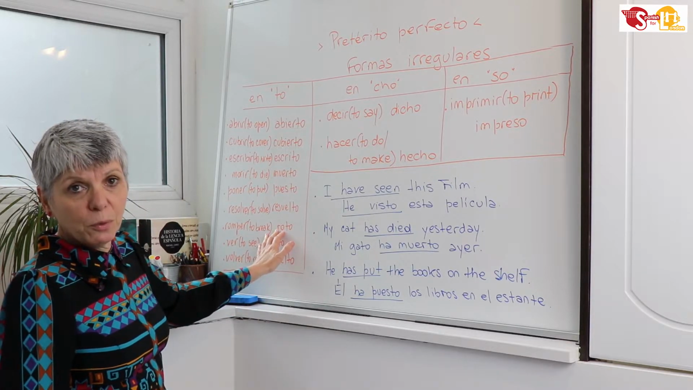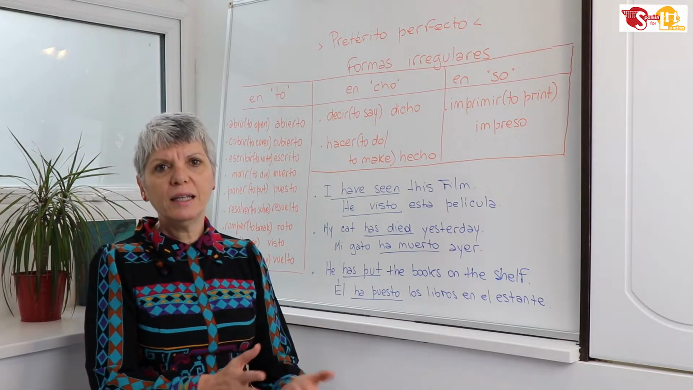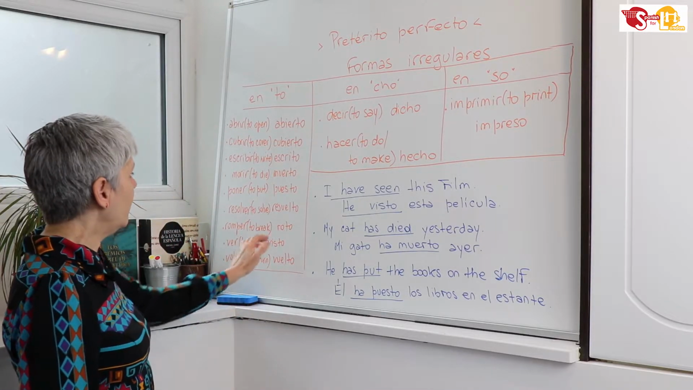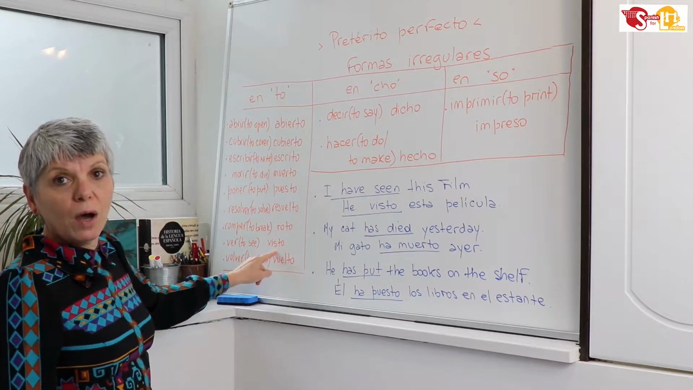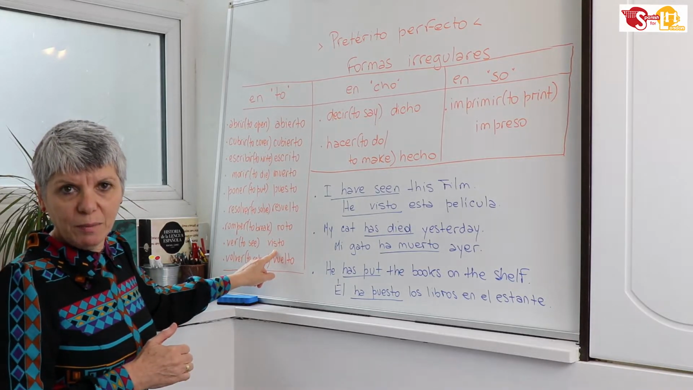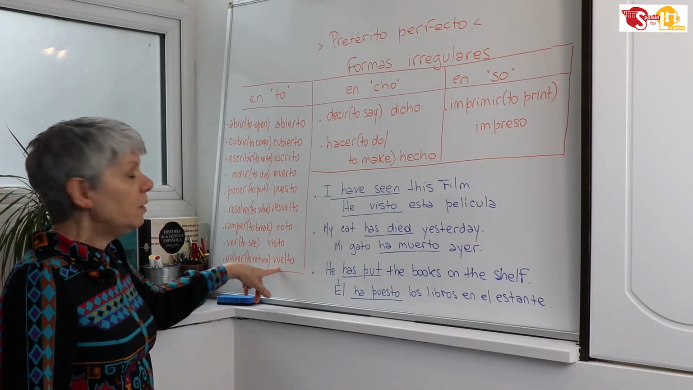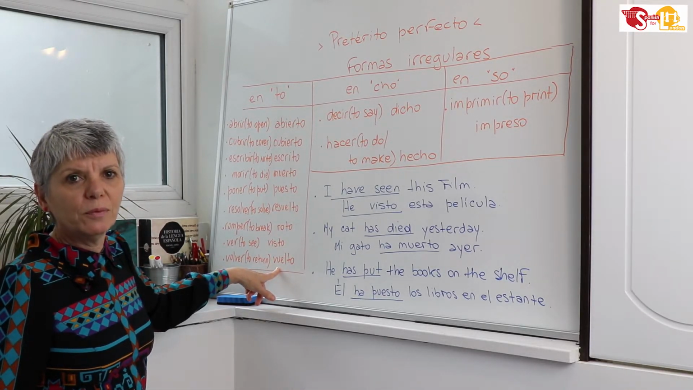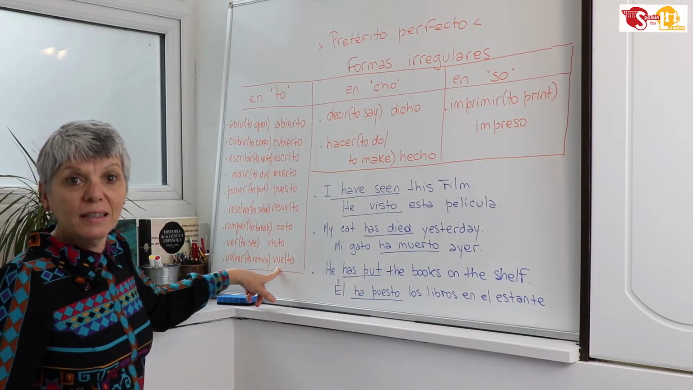For romper, which is to break, we have roto. So, oh my gosh, I have broken the glass. Dios mío, he roto el vaso. I have broken, he roto. Then, for ver, which is to see, we have visto. So, I have seen my friend yesterday. He visto a mi amiga ayer. He visto, I have seen. And for volver, which is to return, to come back, we have vuelto. So I have returned home late. He vuelto a casa tarde.